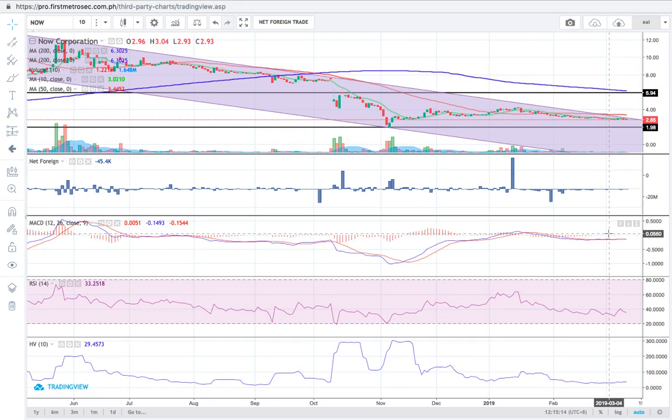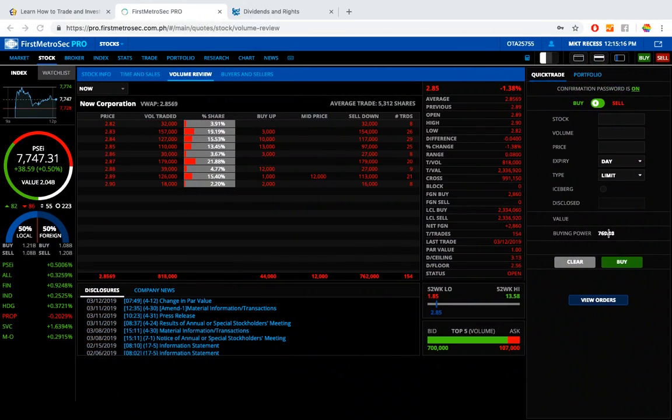Okay, so before I talk about my overall sentiment, let's take a look first at the prices or range that got the biggest volume and the highest number of trades as of recess today, Tuesday, March 12. As of recess, Now Corporation closed at 2.85, currently down by 1.38%. The net foreign trade as of recess is a negligible net foreign buying worth 2,860 pesos, not even worth mentioning, but for what it's worth, I just gave that information to you.